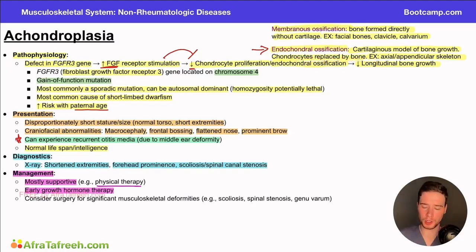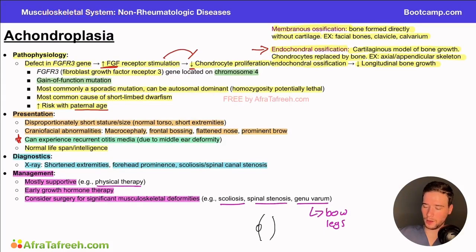And you can also consider surgery for significant musculoskeletal deformities. So these include things like scoliosis, spinal stenosis, and genu varum, which is when a patient has bow legs. So instead of coming down at kind of our typical curvature angle, with this being the knee right here, they have a much more pronounced angle with the knee again right here, creating this bow leg appearance.